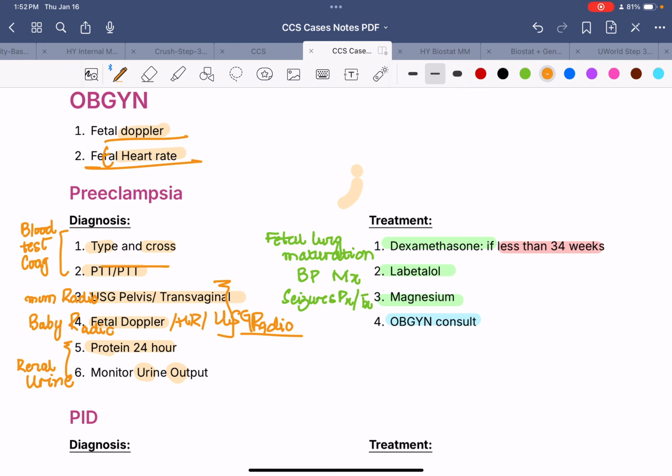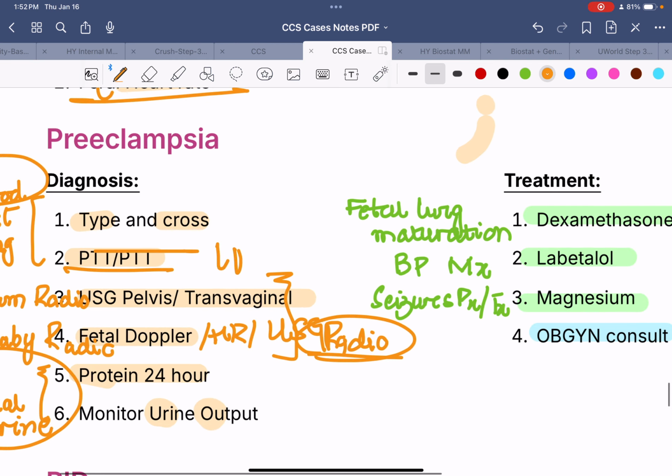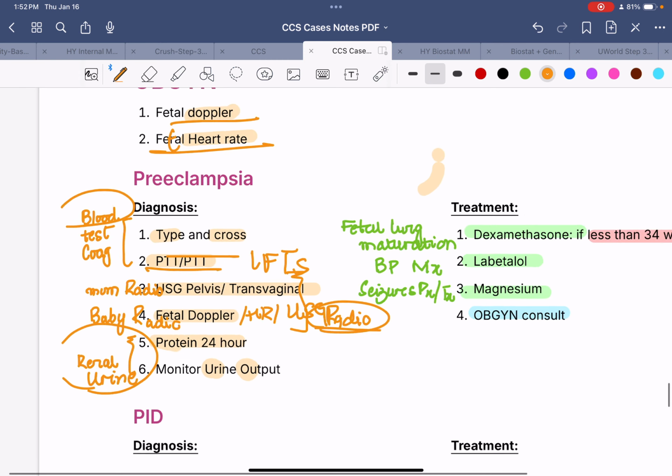So let's begin with the first case, which is preeclampsia. Now the goals of diagnosis are to divide it into, again, the radiological tests, the blood tests, along with some sort of renal or urine test, since we know that preeclampsia also affects the urine or the renal system, right? So for the blood test, we are going to do a PTT or APTT, and also we can do LFTs in order to rule out HELLP syndrome, right?